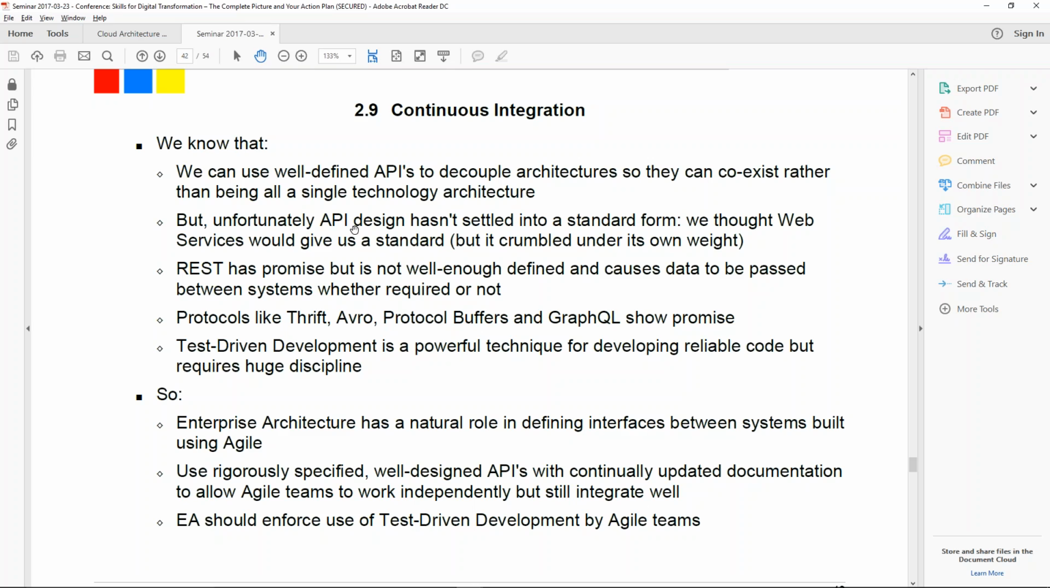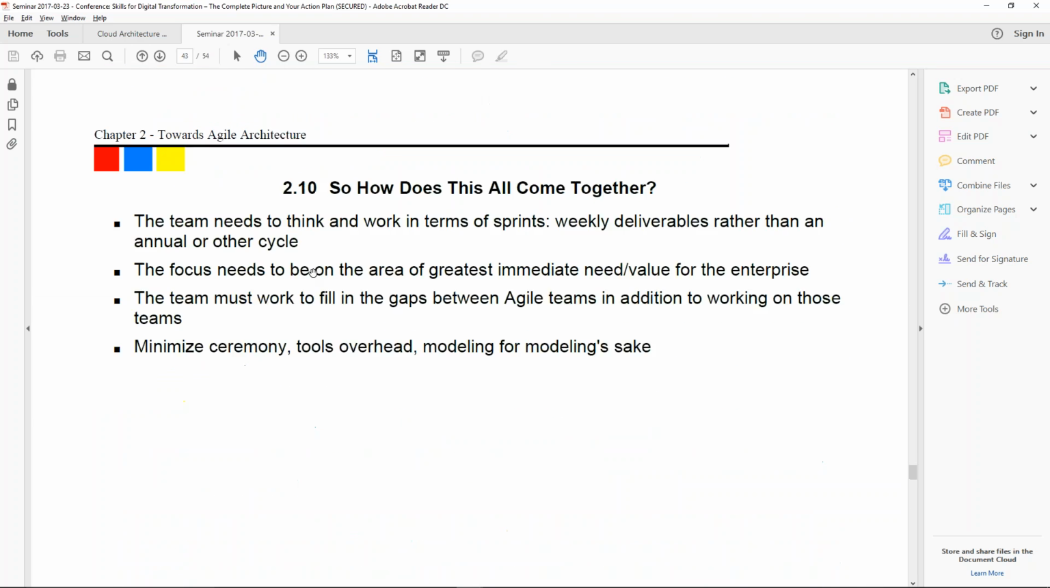Enterprise architecture does pretty good in defining interfaces between systems. If you're going to do continuous delivery, make sure you do some amount of versioning. If you are trying to do continuous delivery, you really need to take test-driven development seriously. Very few people do.